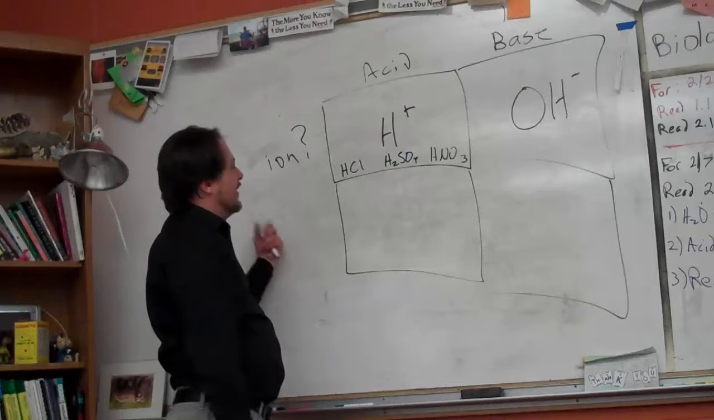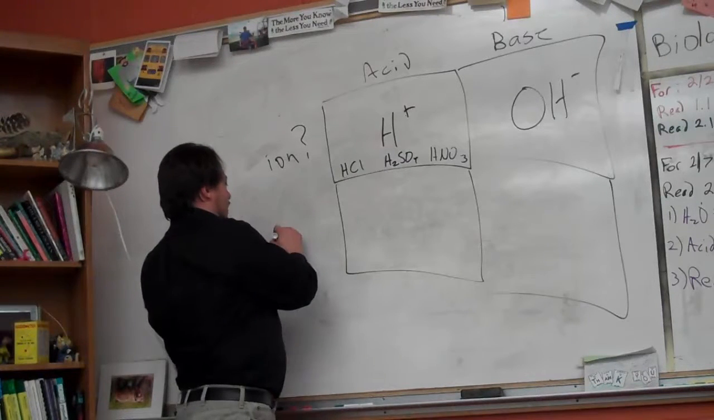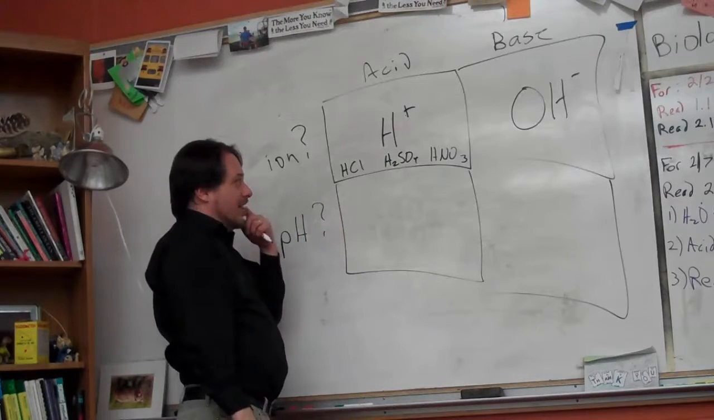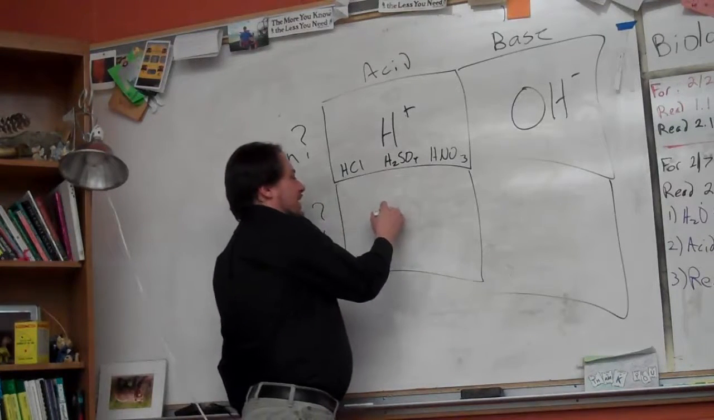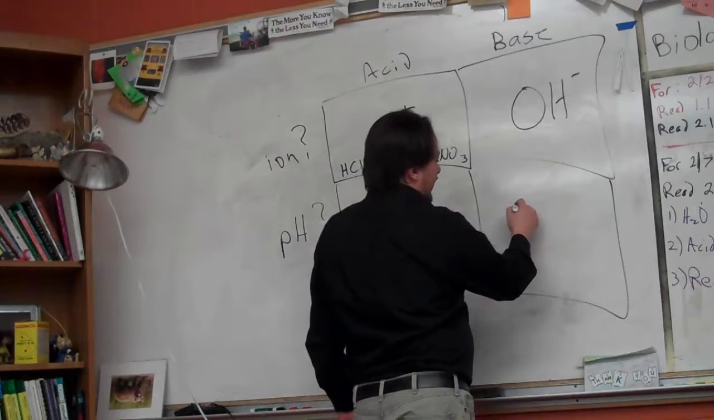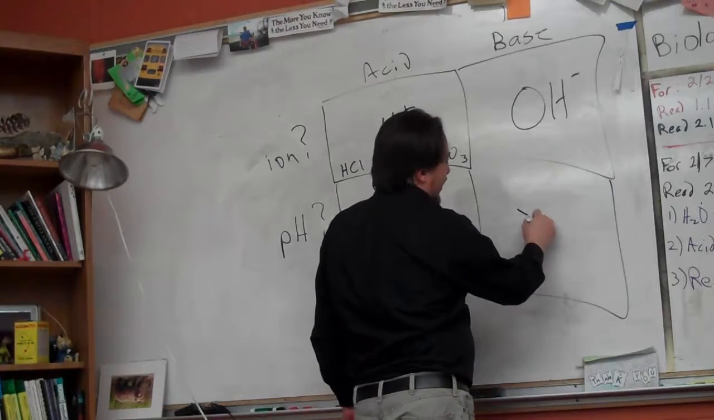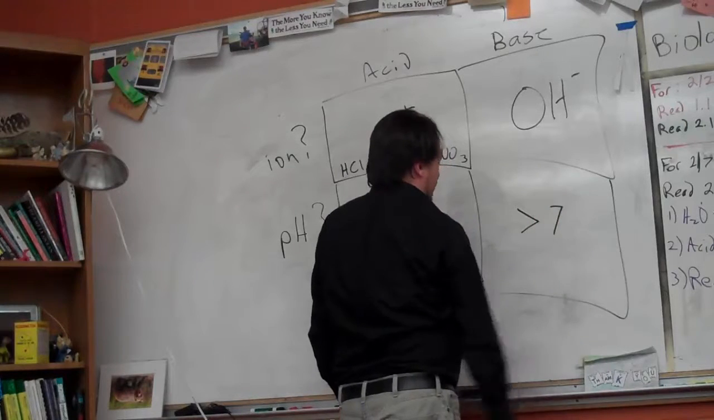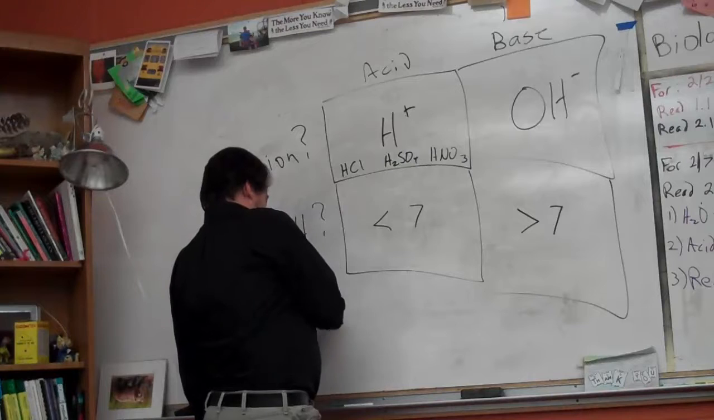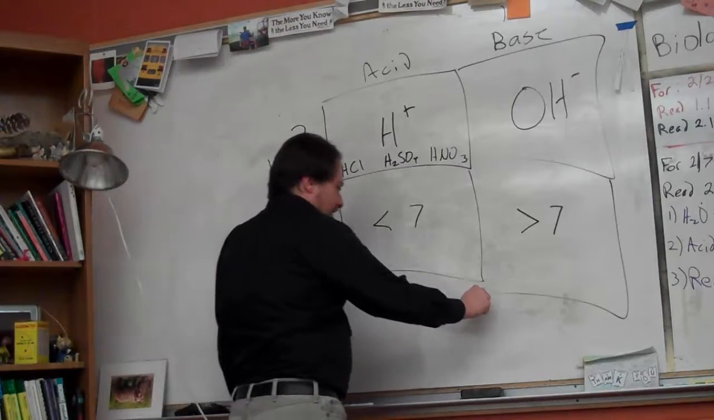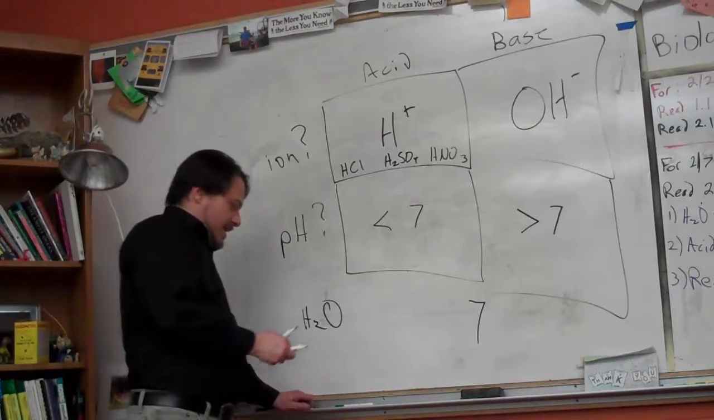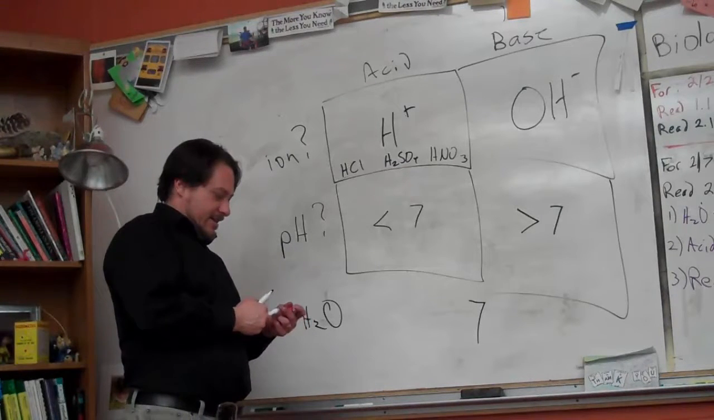Okay, and the other question asks us, what is the relative pH of acids? Would be less than 7. Relative pH of bases is, guess what? Greater than 7. And what is neutral? H2O is 7, which is neutral. Okay. That's pretty much it.